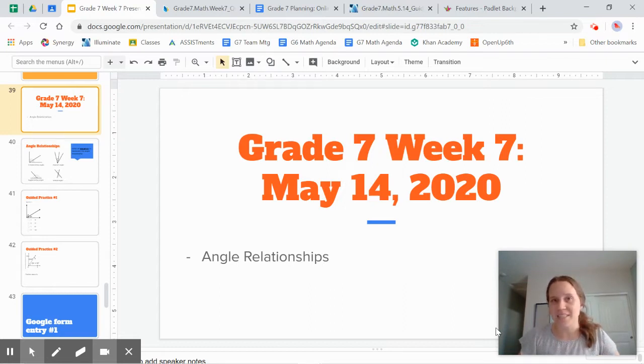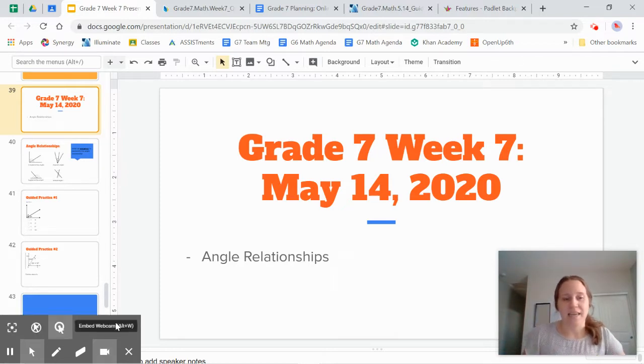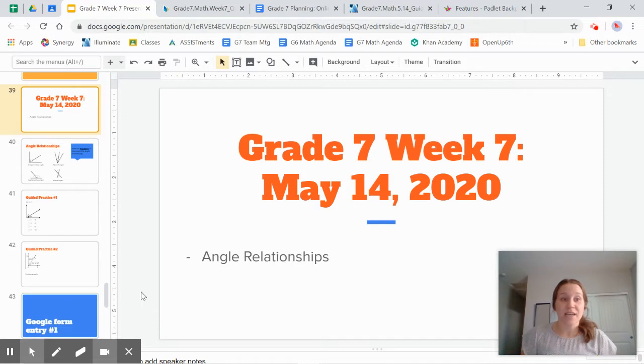Before we get started, just a reminder that because today is Thursday, we are hitting our final topic of the week today. And then your independent practice today is a quiz that covers everything we've done all week. So we've done area and surface area and volume. We're getting into angle relationships today. So that will all be on your quiz.